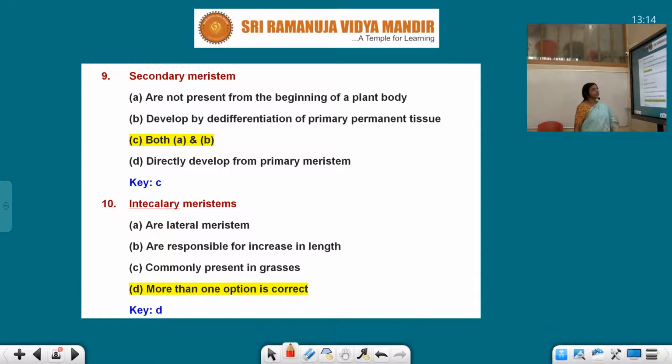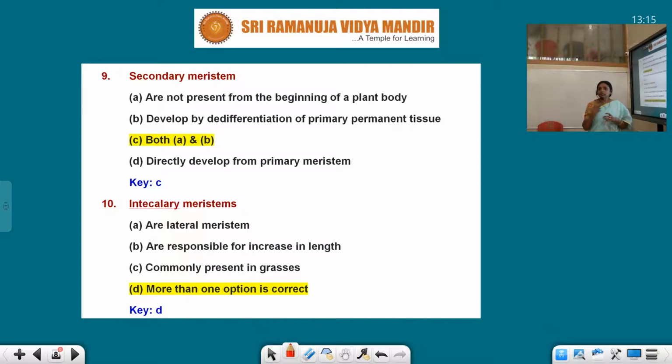Secondary meristem. What is secondary meristem? Are not present from the beginning of a plant body. Yes, of course, this statement is right. It is not present because a primary body has only primary meristematic tissue, and the primary meristematic tissues are apical meristem, which is present at the root tip and shoot tip, and intercalary meristematic tissues. These two are primary meristem.